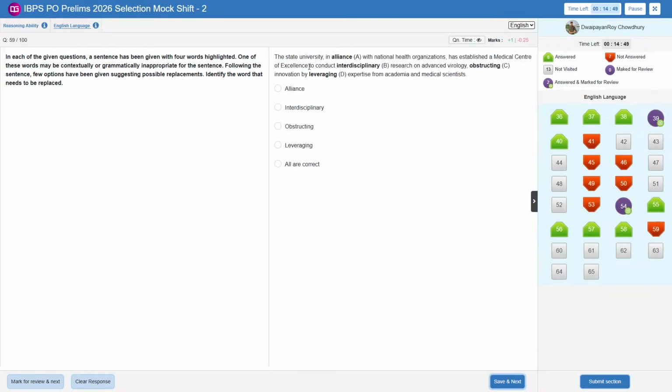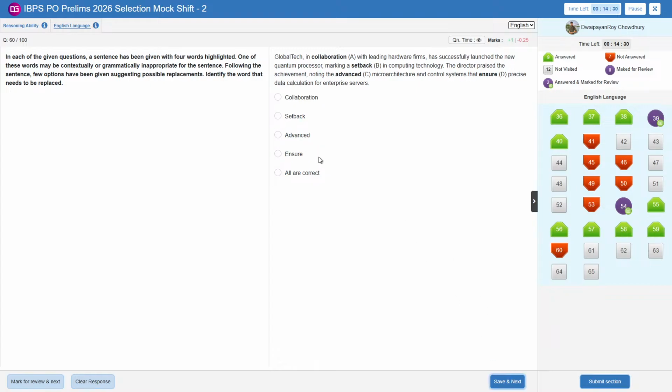Okay. The state university, in alliance with national this conducts interdisciplinary research on advanced interdisciplinary research. Okay, maybe obstructing innovation by leveraging, obstructing no. Global tech in collaboration with something launched the new quantum processor, making a setback in the, not setback.